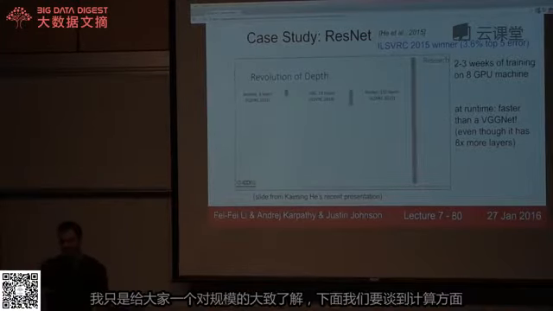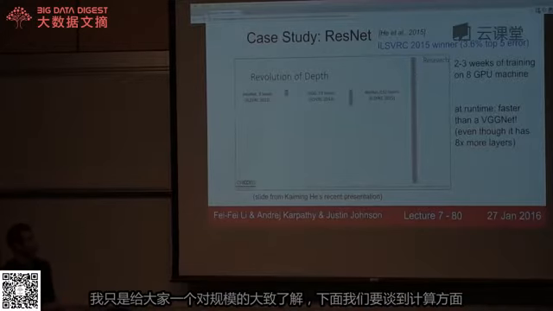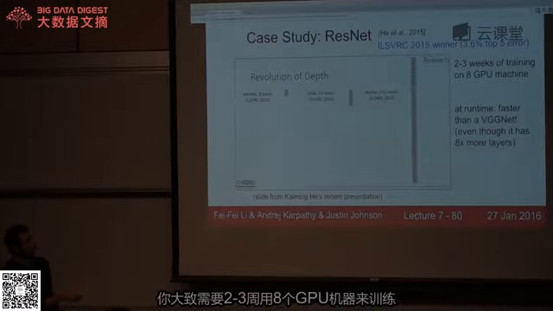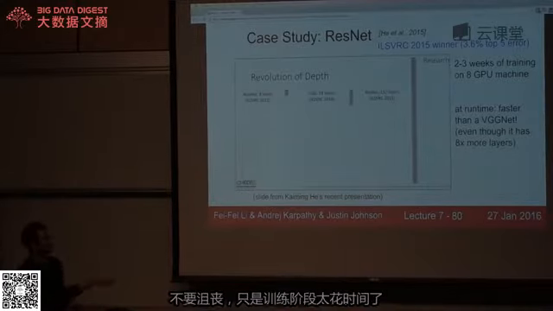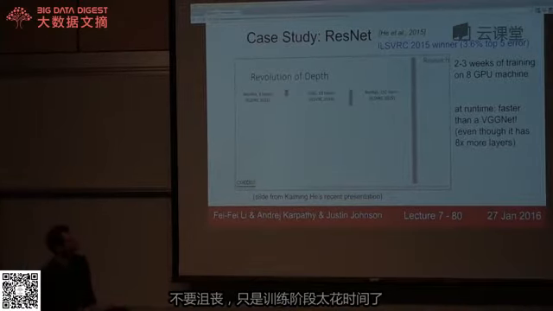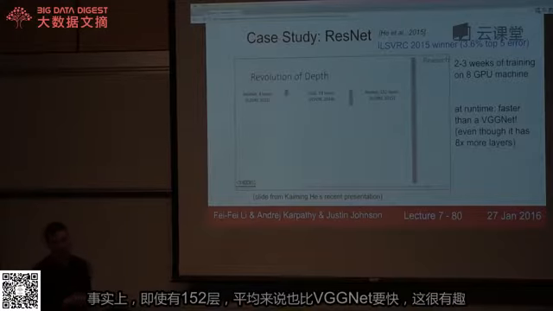Just to give you an idea about the scale, and we'll go into computational considerations soon, but you want roughly 2 to 3 weeks of training time on an 8 GPU machine. So if you guys are not getting some good numbers sometimes working on your laptop, then don't feel too bad, because this stuff just takes a while to train. And even though it's 150 layers, it's actually faster than a VGGNet, which is quite interesting.